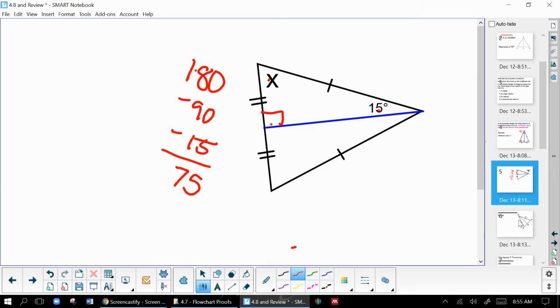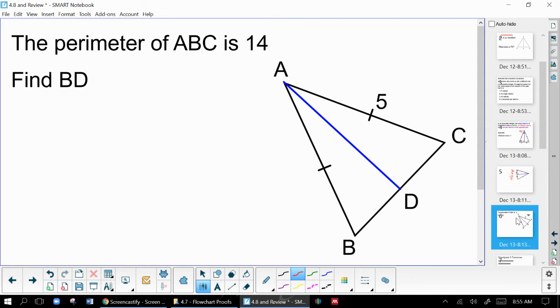Okay. Last one here, you're going to see some questions where they talk about the perimeter. Well, perimeter of a triangle, again, just means the distance all the way around. But remember, this is an isosceles triangle. So if you've got 5 there, you know you have 5 there. Now, using the perimeter, 5 plus 5 is 10. It needs to make 14. So that means this side has to be 4.